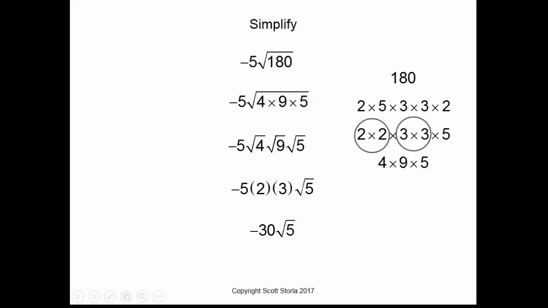Now some of you might have thought, well, but 4 and 9 is 36. Could I have instead just said, I have a factor of 36 and 1 of 5? And that would have been fine. Instead of having two factors, one root 4 and one root 9, you'd have the single factor root 36, and that would simplify to a factor of 6, and once again you'd have -30 square roots of 5.